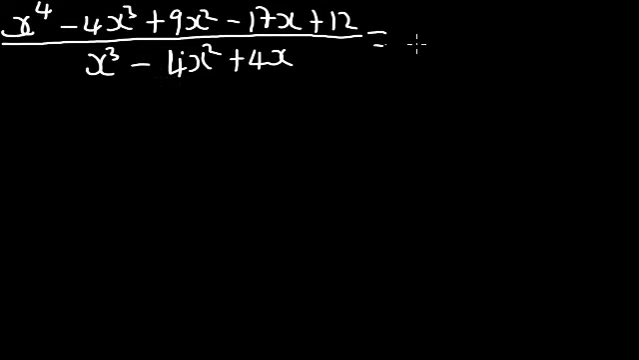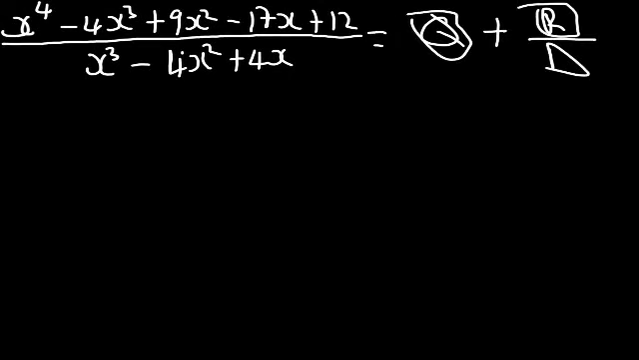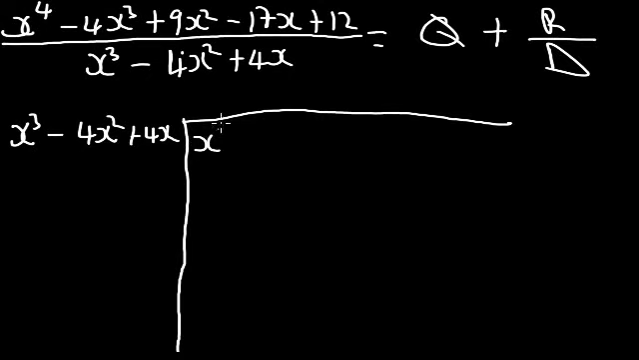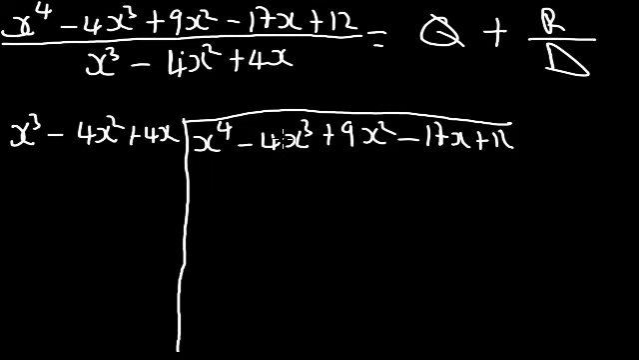Well, just like before, our first main goal is to re-express the fraction into the form quotient plus remainder divided by the divisor. So what will be the quotient? Likewise the remainder. Who knows? Well, let's see. We already know the divisor. So just like before, our long division table. Outside, I have x cubed minus 4x squared plus 4x. Then inside, I have x to the power of 4 minus 4x cubed, then plus 9x squared, then minus 17x plus 12. Perfect. So now we can begin.